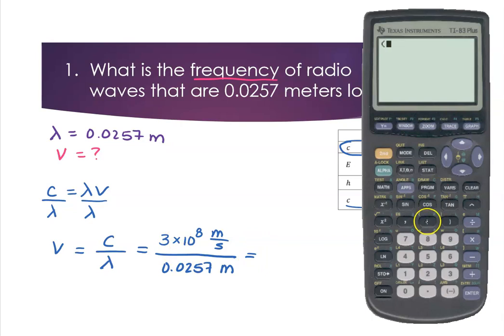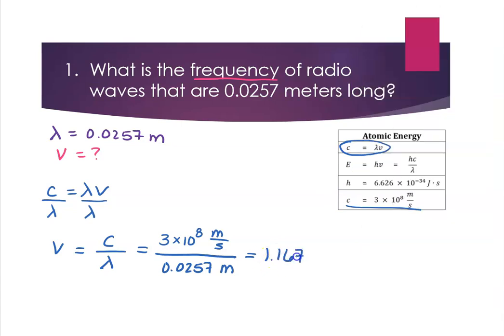So when I do this math, I want to put this into my calculator. I'm going to do parentheses 3 times 10 to the 8th, close parentheses, divided by 0.0257, enter. And I get 1.167 times 10 to the 10 hertz. So I need to put this in correct significant figures. There's 3 sig figs here, so 1, 2, 3 sig figs means that this is going to be 1.17 times 10 to the 10 hertz, and that is my value for v.